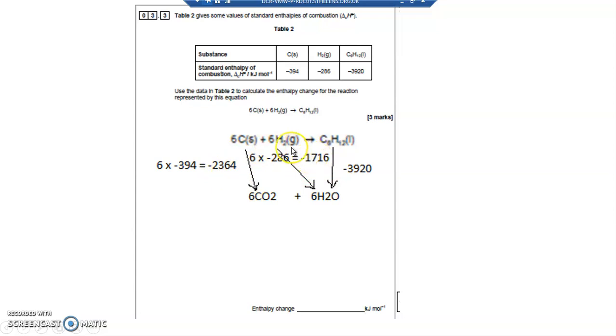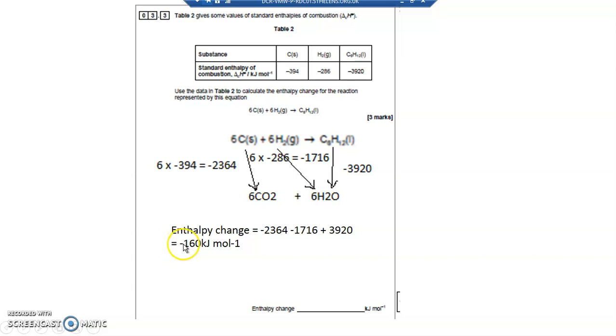Minus 1716, it's going in the right direction here, but this one needs reversing. It doesn't need multiplying by anything, because I've got one cyclohexane, I've got one cyclohexane here, but it does need reversing, so that should be a plus 3920 to come round in this direction. So I've got minus 2364 minus 1716 plus 3920.